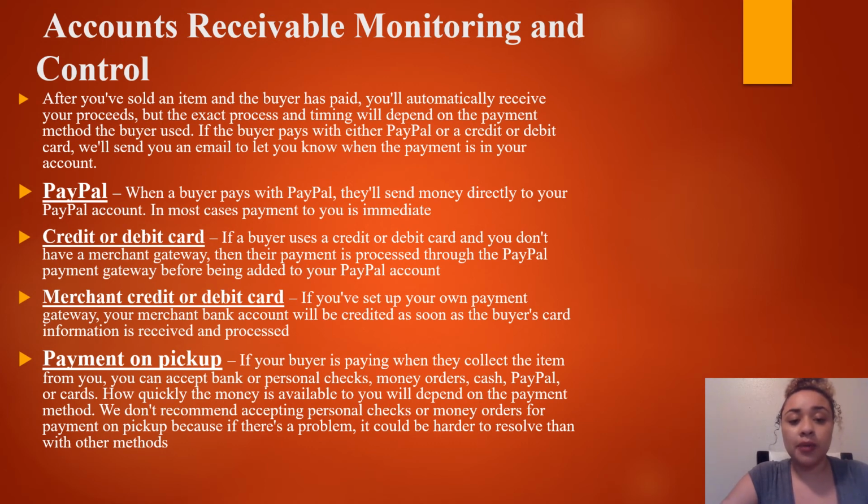So with PayPal, when a buyer pays with PayPal, they'll send money directly to the PayPal account. And in most cases, that is immediate. With debit or credit card, you don't have the merchant gateway right away, but it is processed through PayPal eventually. And before that gateway gets opened up, that money is going to be added to your PayPal account. With a merchant credit or debit card, if you've set up your own payment gateway to your bank account, then it will be credited as soon as the buyer's information is received and processed.